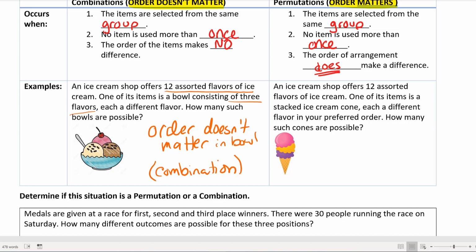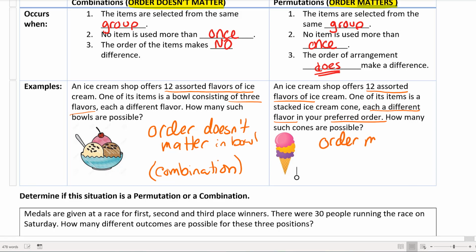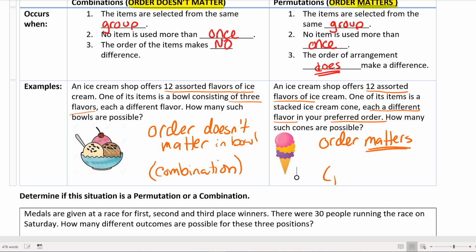Now, the other example: an ice cream shop offers 12 assorted flavors. So that's condition 1, they're selected from the same group. One of its items is a stacked ice cream cone, each a different flavor, so that's condition 2. In your preferred order, how many such cones are possible? Because we're talking about an ice cream cone, the one on top does matter versus the one on the bottom, because you're going to have to eat them in a different order. So in this case, order matters, which means it's a permutation.